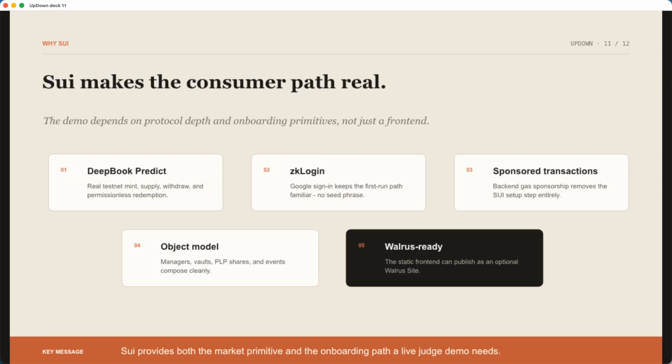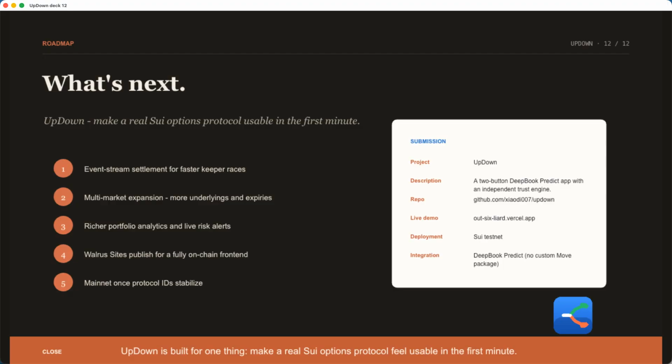ZK login removes seed phrases, sponsored transactions remove gas setup, and the object model fits managers, vaults, PLP shares, and events. The roadmap is about making a real options protocol usable in the first minute: faster settlement, more markets, better alerts, Walrus Sites, and mainnet readiness.